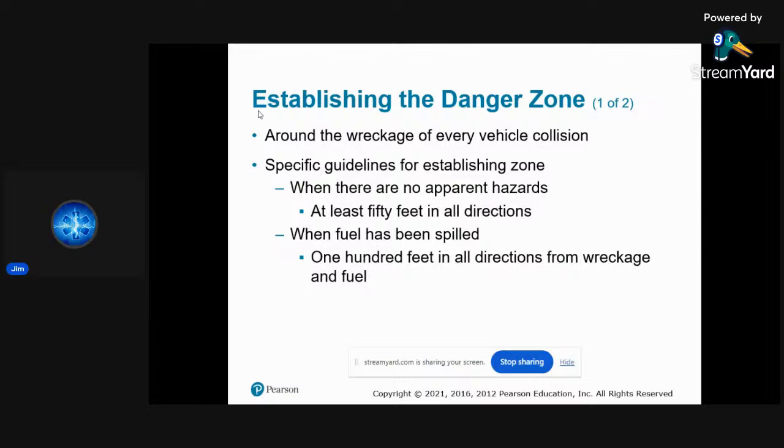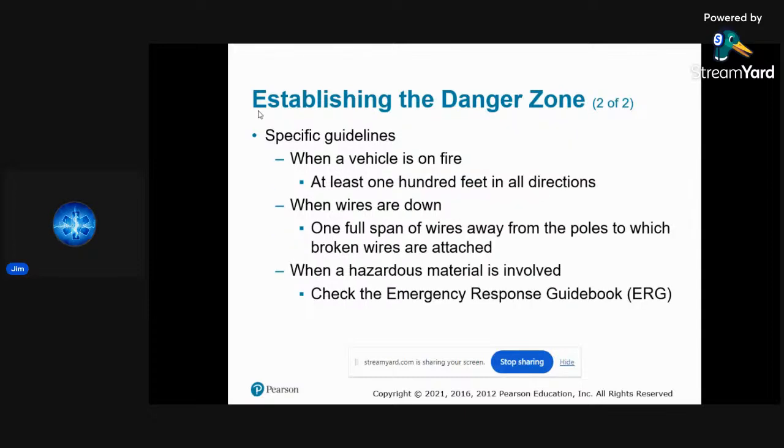There are specific guidelines for these zones. When there are no apparent hazards, 50 feet all around is going to be your danger zone. When we see fuel spilled, we're going to back that up to 100 feet in all directions, 100 feet from the leaking fuel. So if the fuel leaked out and it's 10 feet away from the car, we're going to establish a danger zone 110 feet away from the car. When a vehicle is on fire, it's going to be at least 100 feet in all directions.